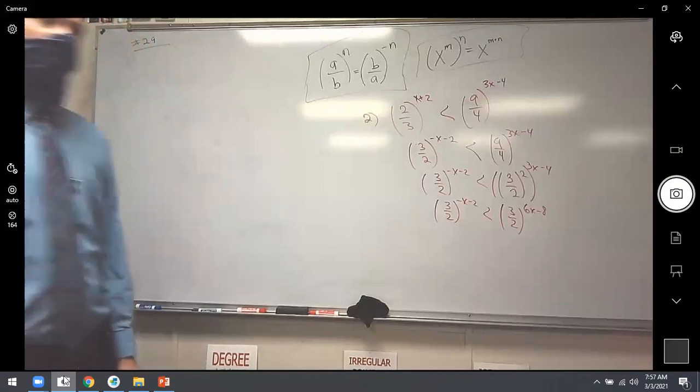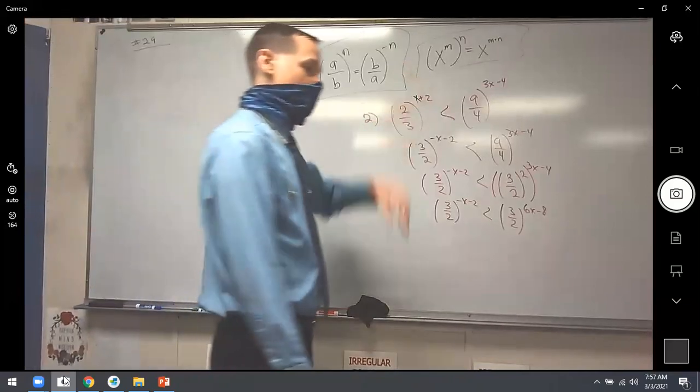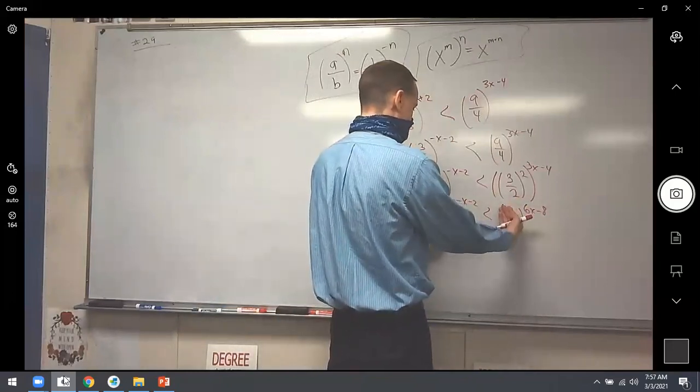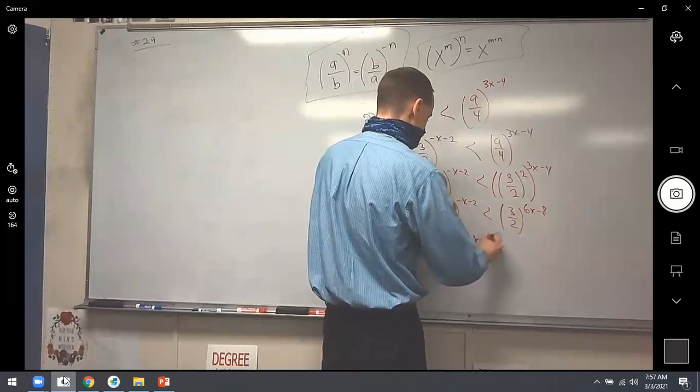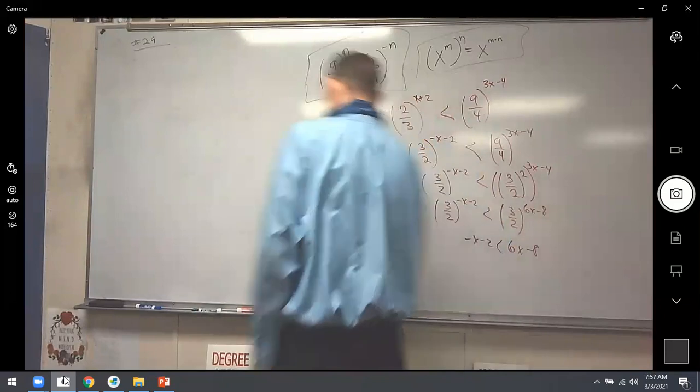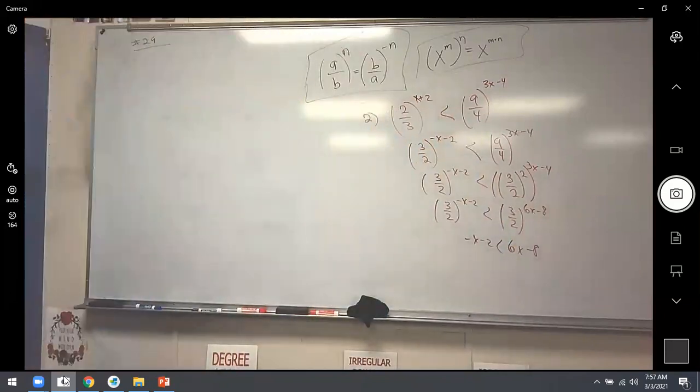So once we've accomplished that mission, I don't care if it's a fraction or something weird or pretty or whatever, if they're the same bases, we can just drop them and look at the exponents alone. So in this one, we have negative x minus 2 less than 6x minus 8. And now we have no more exponentials. We're out of the woods on that.